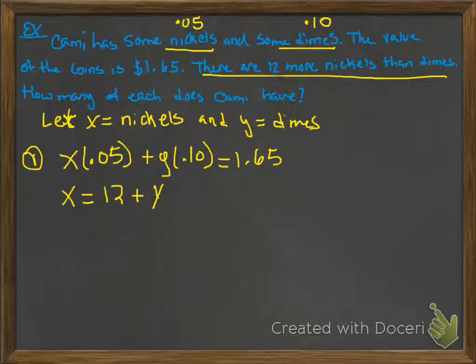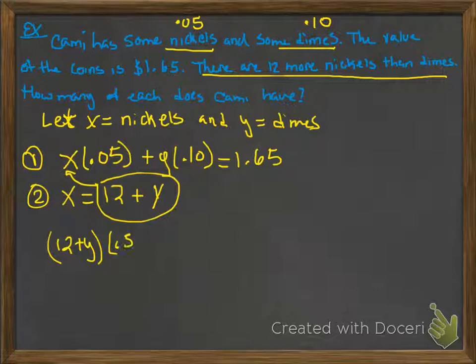Now I have an equation that's already solved for x, so I can plug this right into my x in the first equation. So 12 plus y times 0.05 plus y times 0.10 is equal to 1.65.